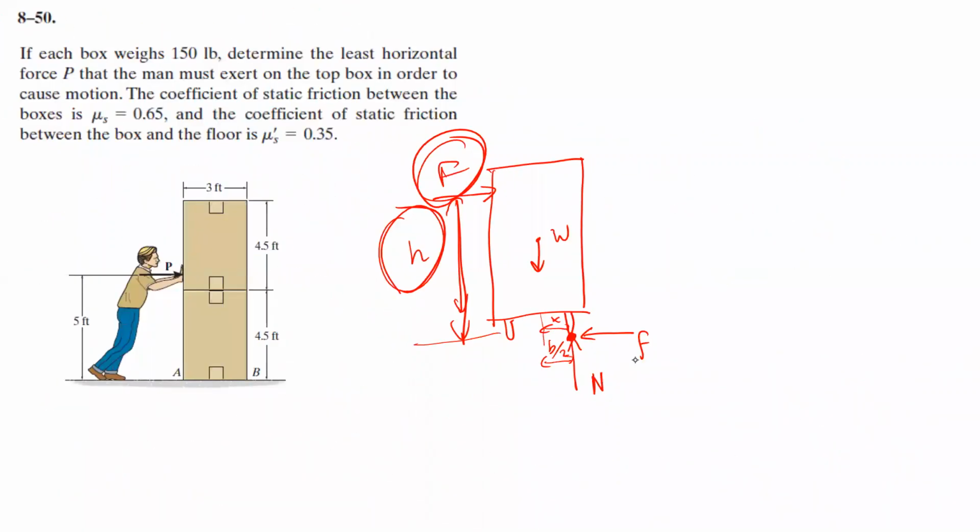Okay, if the X is bigger than the B over 2, then it will tip over. But if it's smaller than that, it will not be tipping over, because if it's smaller than that, it means that the normal force can happen at the other leg like that. Okay? Very good question.